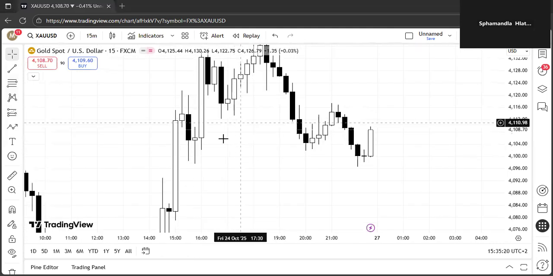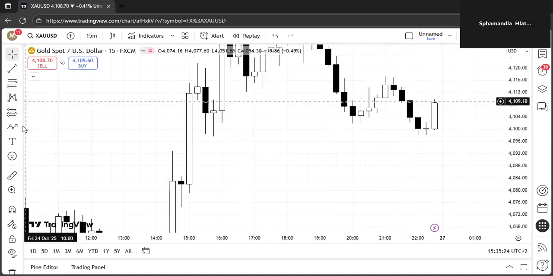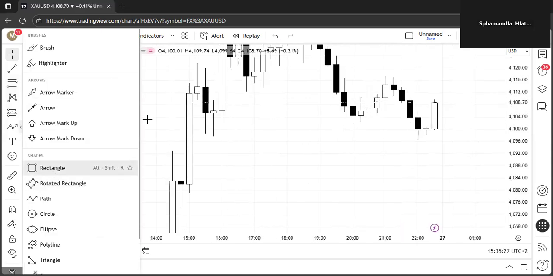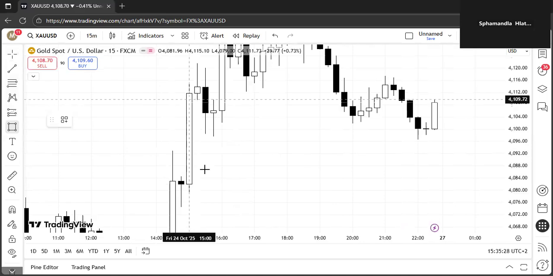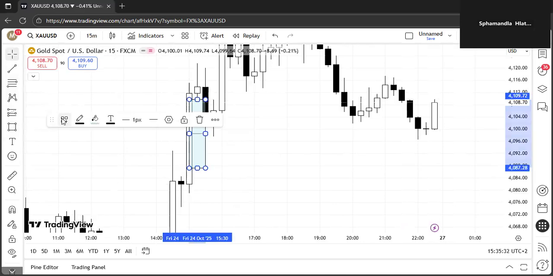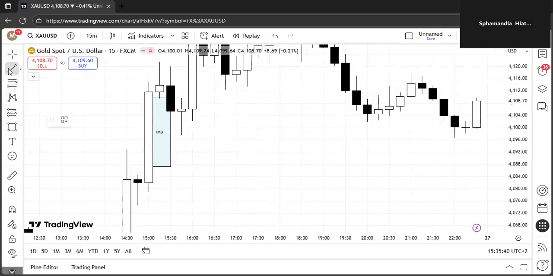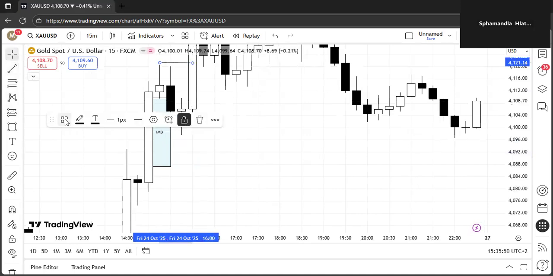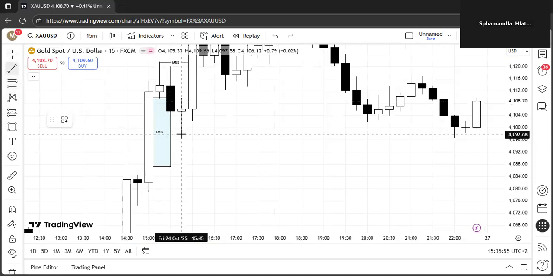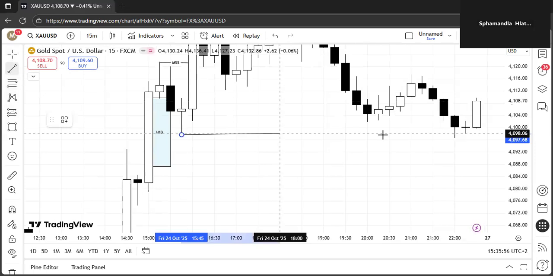Okay, this is what I meant by reset point on top of reset point. Let's mark our fair value gap. This is our fair value gap, and then let's just mark that out. Our fair value gap created a reset point, which is our new change of character. Let me just mark it out. And then the low created by the imbalance is our inducement.